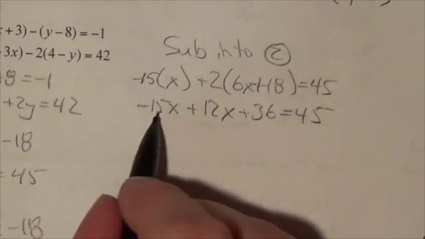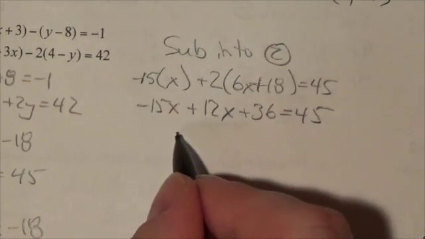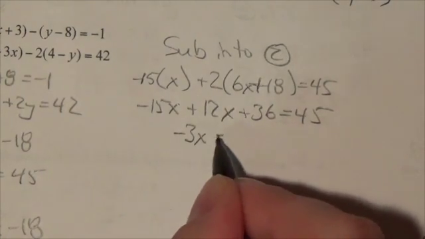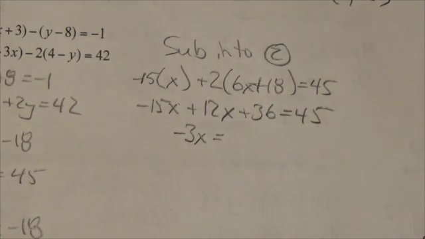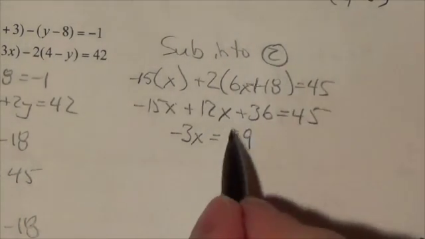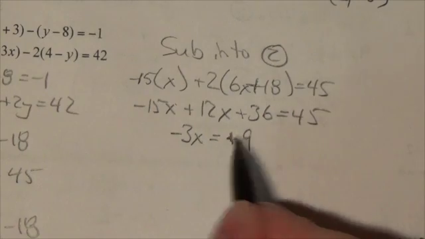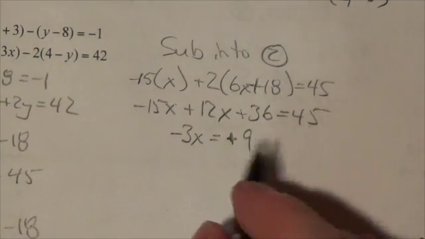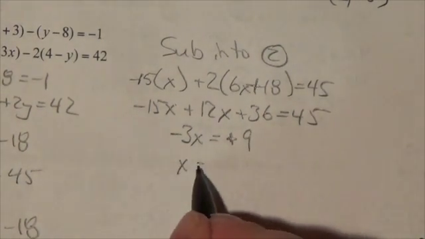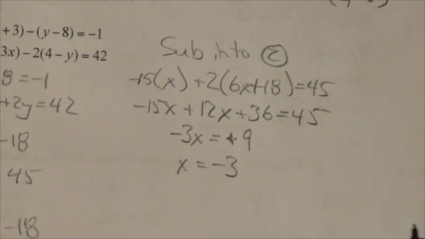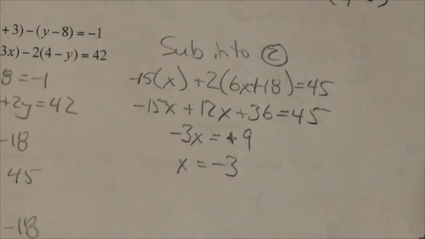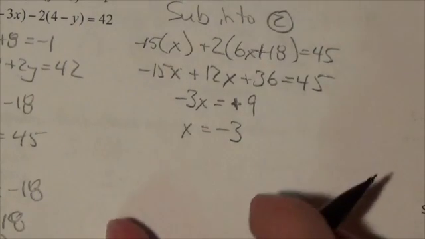Putting that together, negative 15x plus 12x will be negative 3x. And I'm going to subtract 36. That's going to get me negative 9. Sorry, not negative 9, positive 9. I'll just change it to a positive. Positive 9. And divide by the negative 3. This is where the negative is coming from. This will end up being negative 3. Good. Now I've got a little bit more room, so I'm just going to keep working down here.